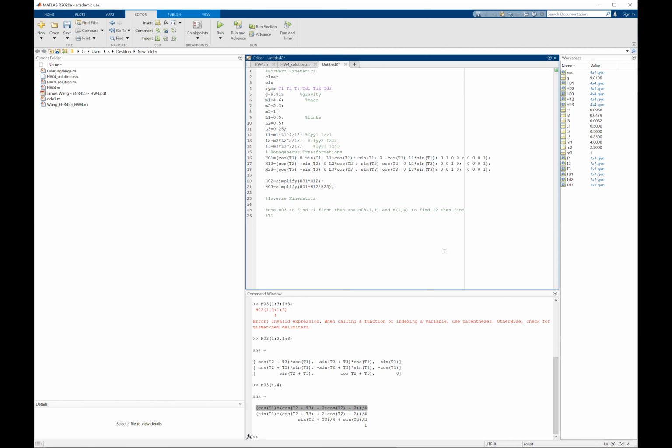Everyone understood how to solve the inverse kinematics problem? To be honest with you, this is one way to solve the inverse kinematics problem. There are different ways, but this is one way. Any questions here before I proceed further? I'm looking at the chat window.